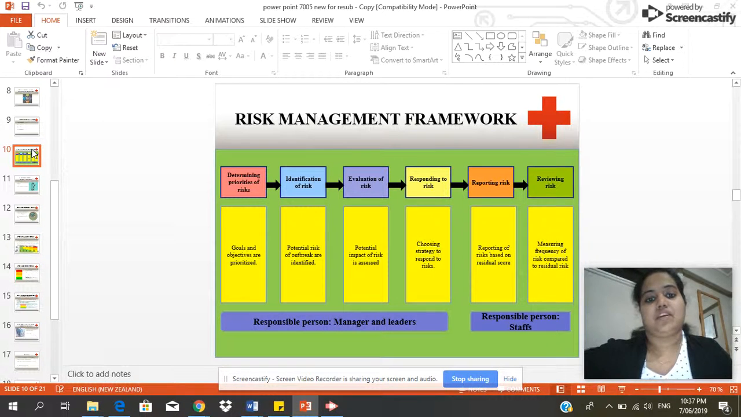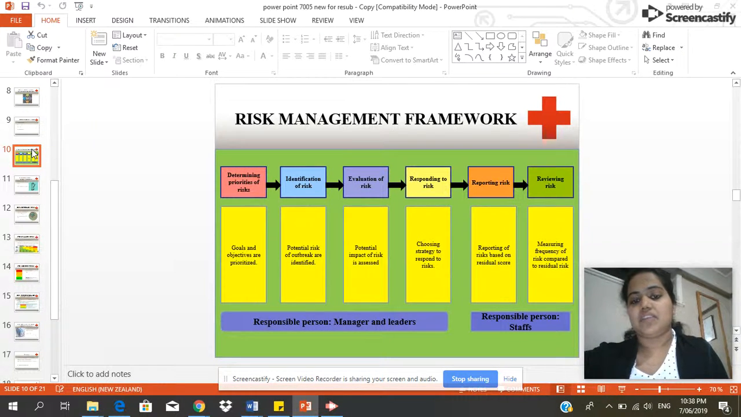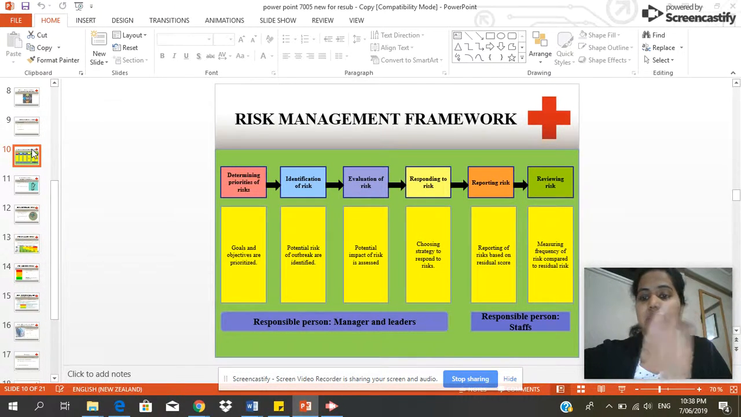strategy framework. Here I mentioned determining priorities of risk, then identification of risk, then evaluation of risk, responding to risk, reporting risk, and reviewing risk. Before that, I have to add something.